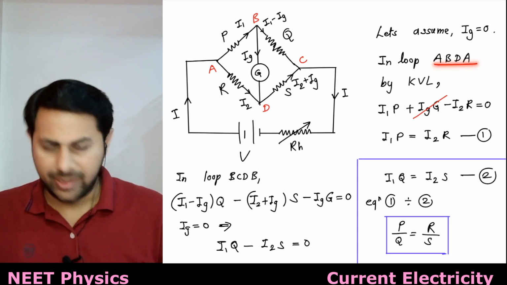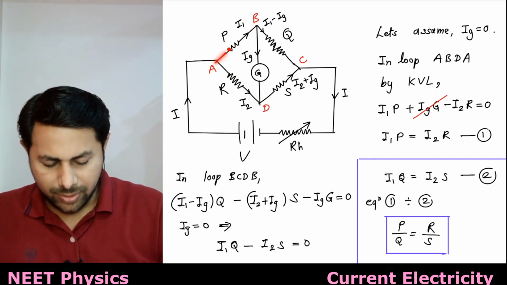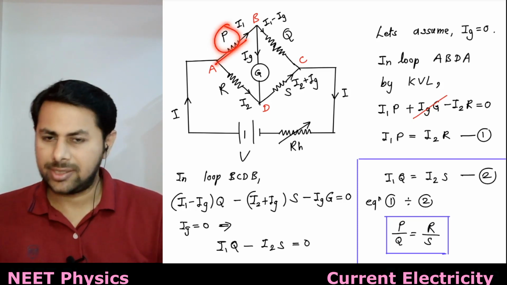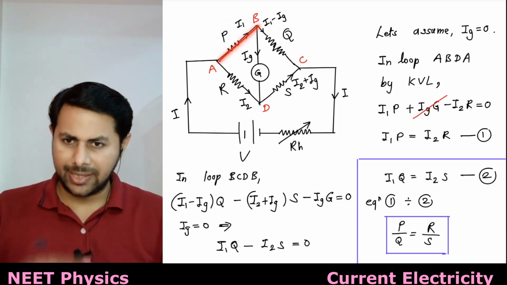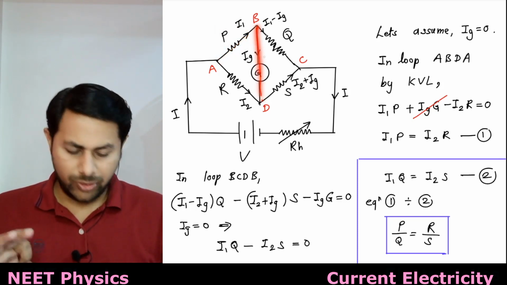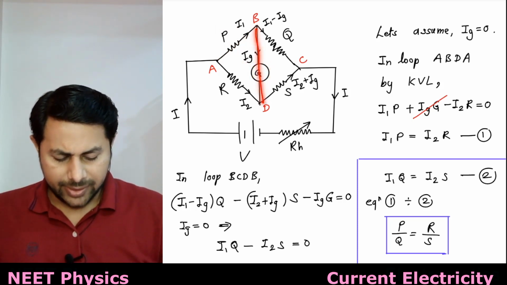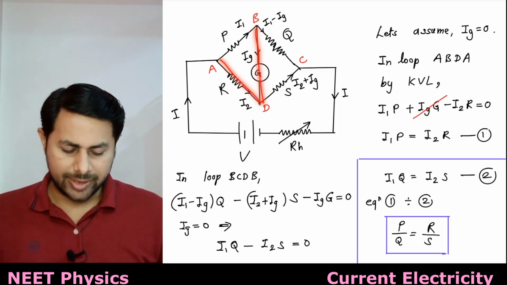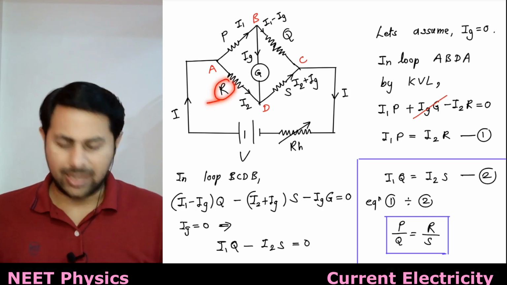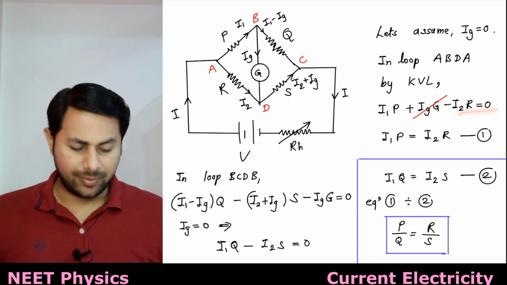Okay, in loop ABDA, apply KVL. So what do you get? You go from A to B, so you have I1 times this resistance P. Then you are moving from B to D, so you have Ig times this resistance G, resistance of the galvanometer. Plus you move from D to A, but now you are moving in the opposite direction of current, so you will have minus I2 times R, and that all should be equal to 0 by KVL.